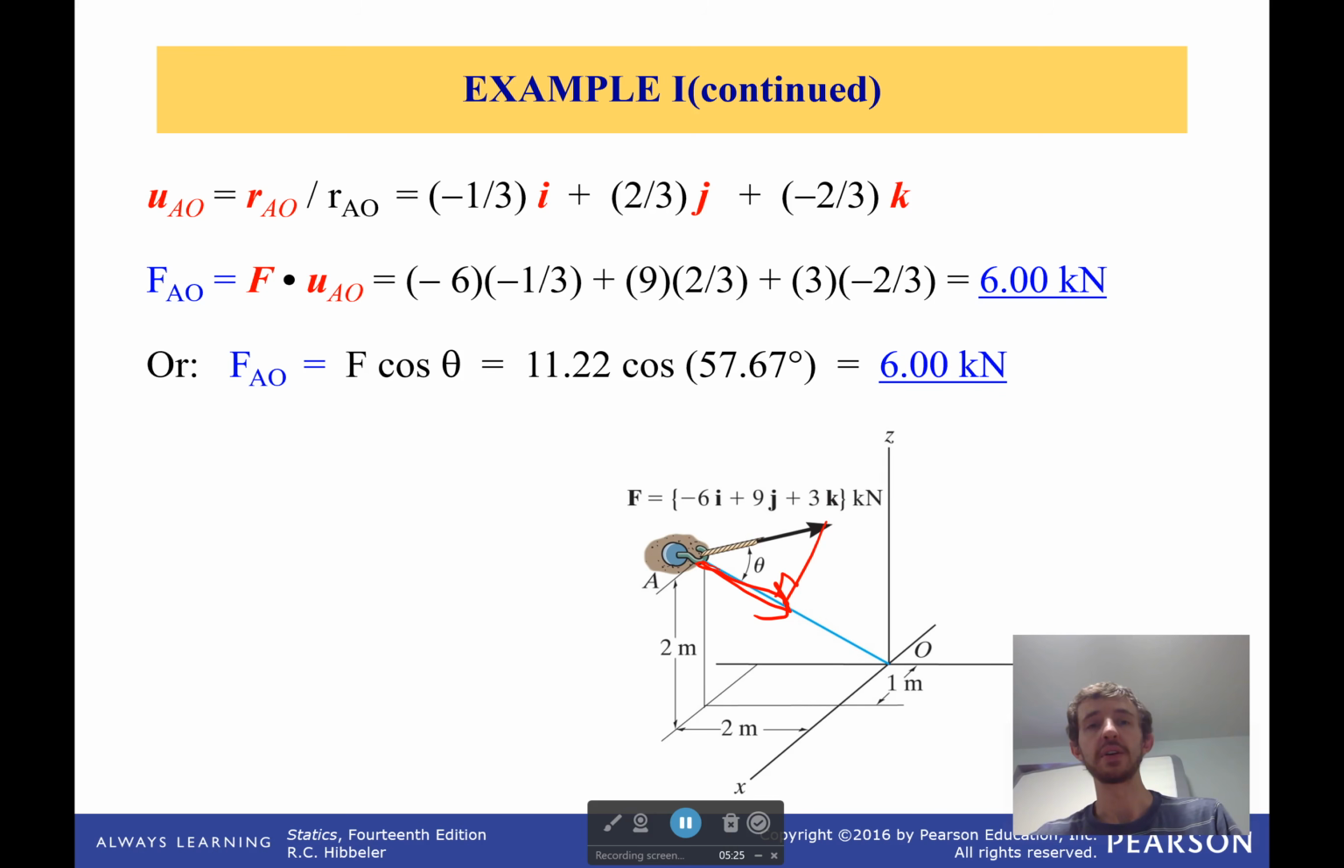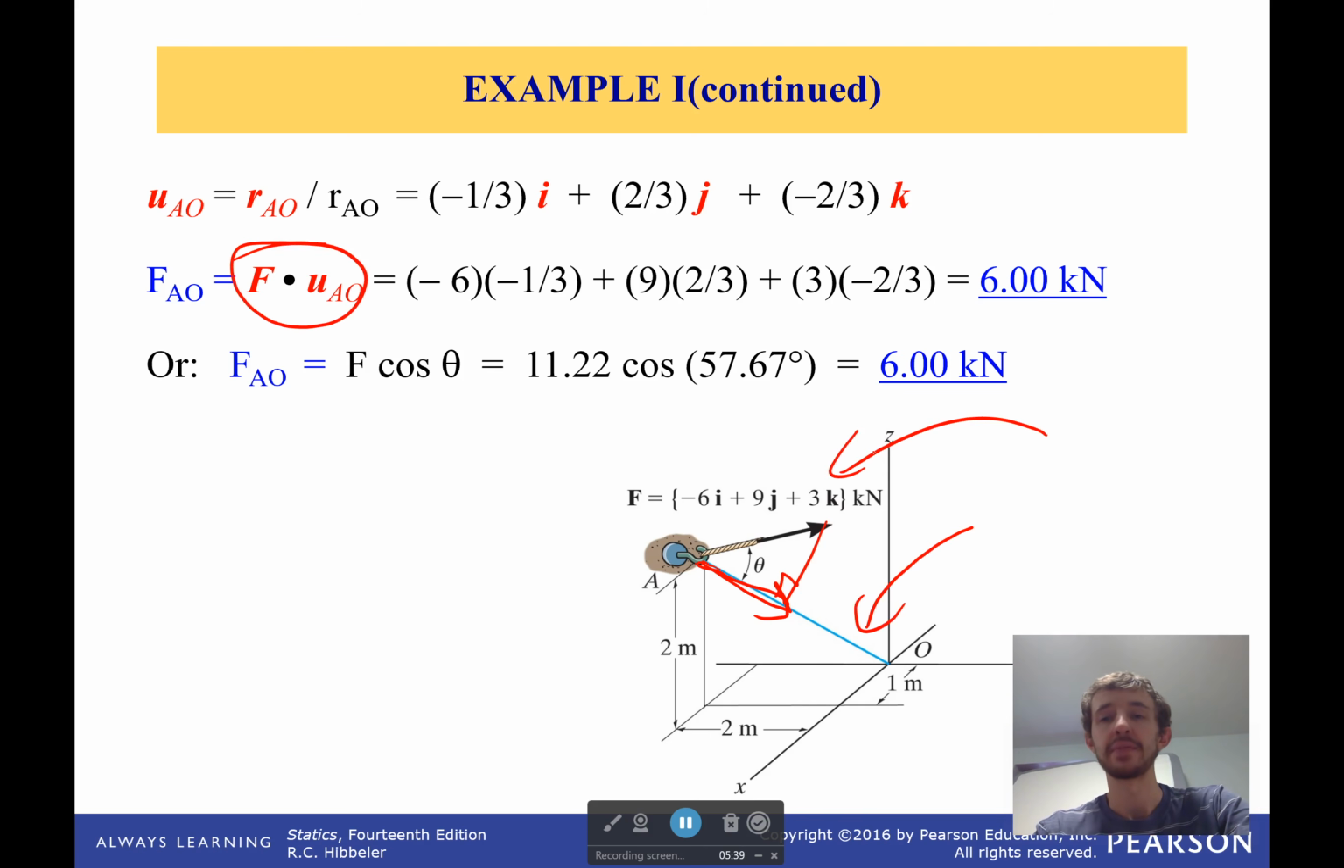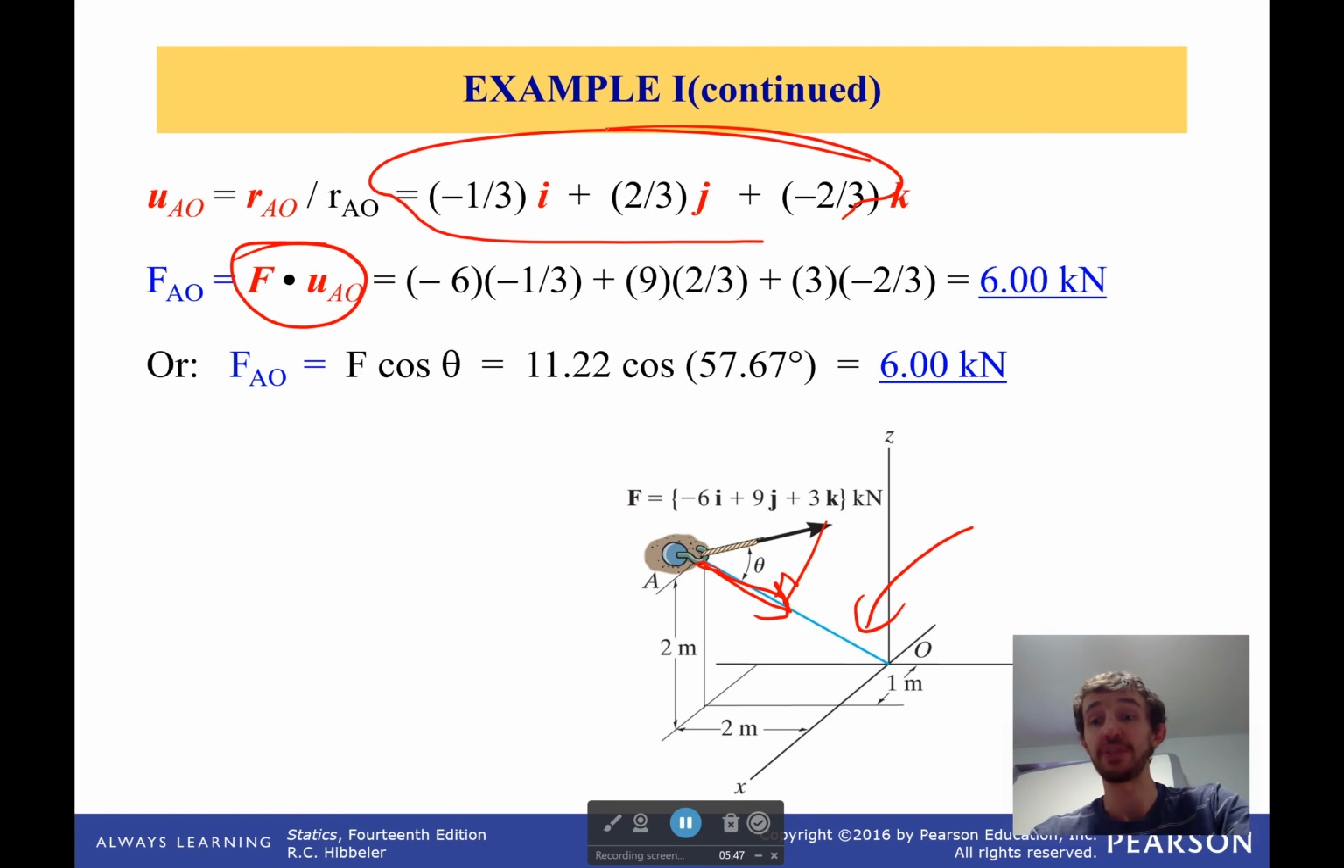Now, how do we do that? We use our nice little equation where we simply take the dot product of the force vector and our unit vector for this line. Unit vector for that line, not unit vector for the horse, okay? How do we get the unit vector? We simply take the position vector and we divide it by the magnitude. That's what you see right here. That's where that 3 is coming from. We got the 3 earlier.